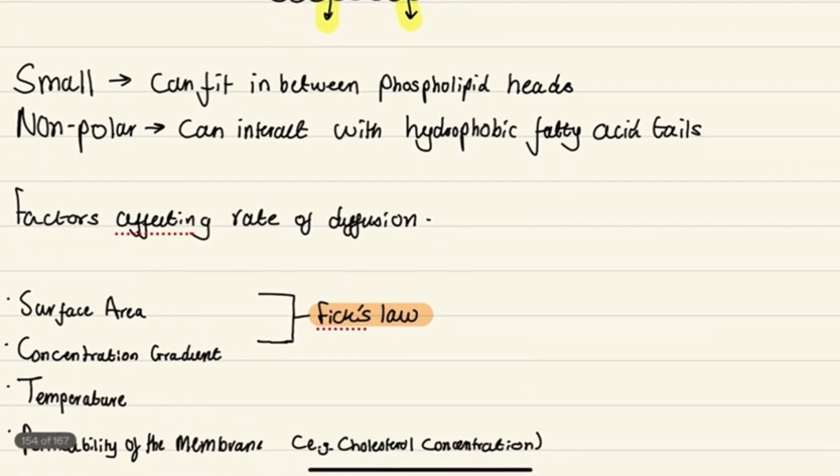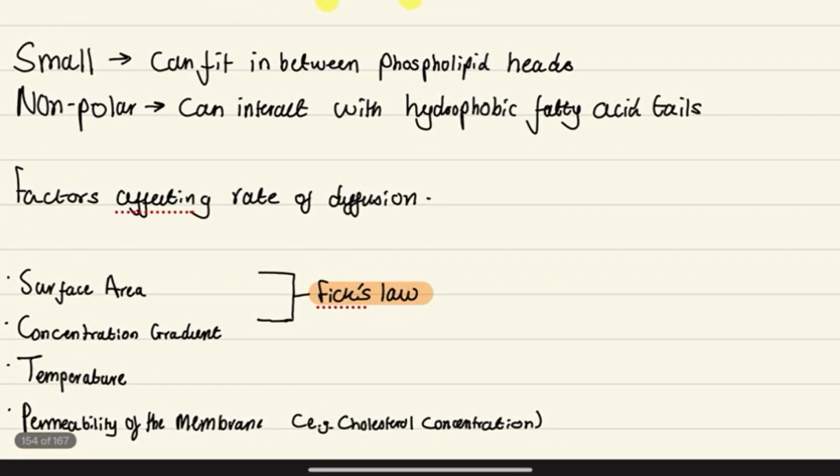Again, we just need to talk about the factors affecting the rate of diffusion. Surface area, concentration gradient. That's going to relate back to Fick's law, which should have been covered in the gaseous exchange video. Remind yourself of that formula. And then we're also going to have temperature, and the permeability of the membrane. If you have more cholesterol molecules, you tend to have a less permeable membrane, right? So depending on how much cholesterol we have, it can make your membrane more permeable or less permeable. Just be aware of things like that that can affect the rate of diffusion as well.